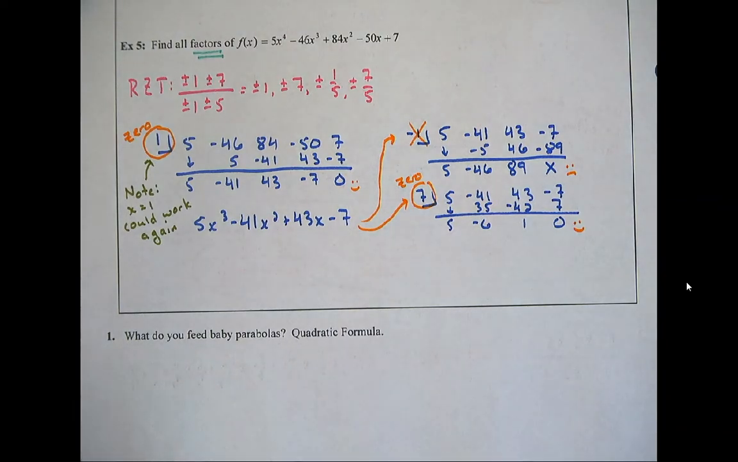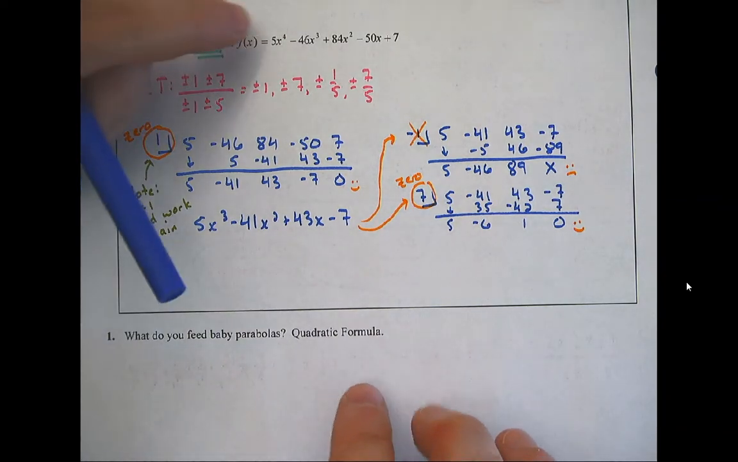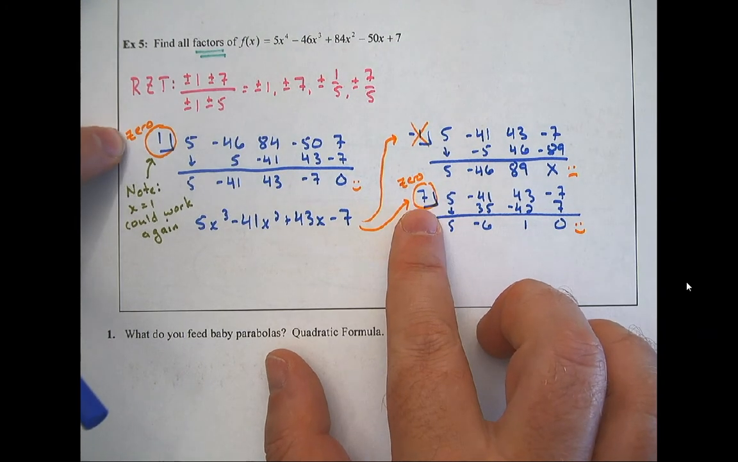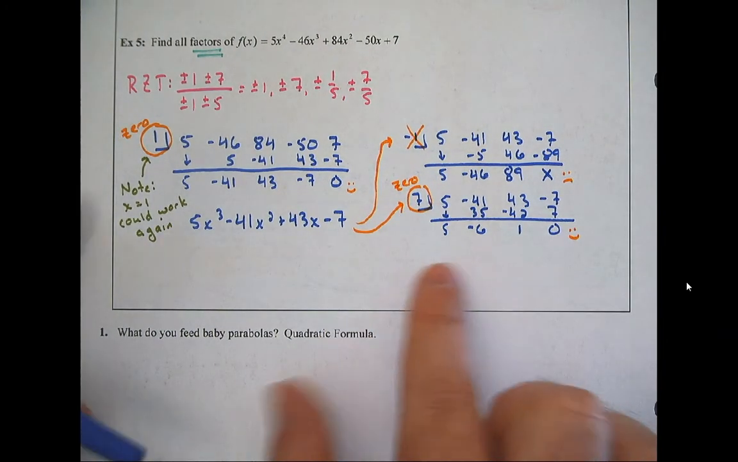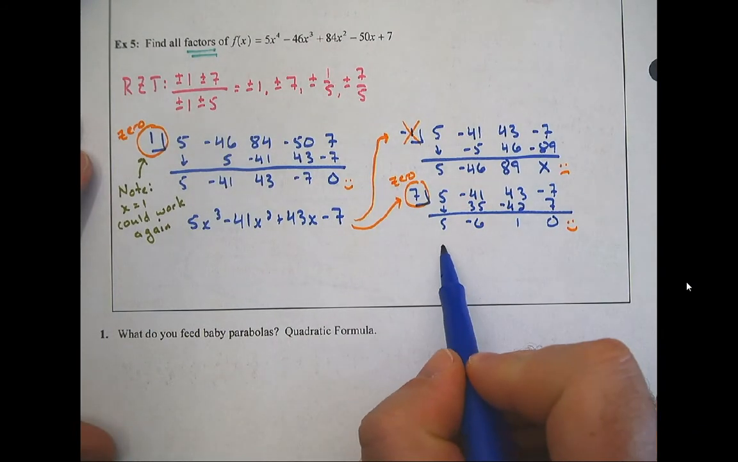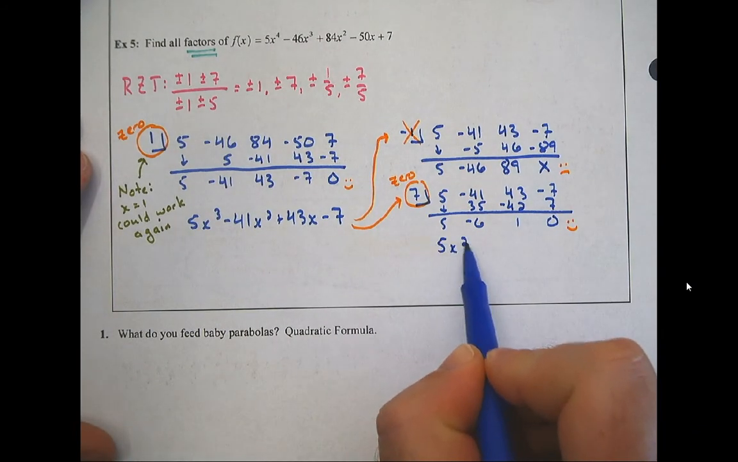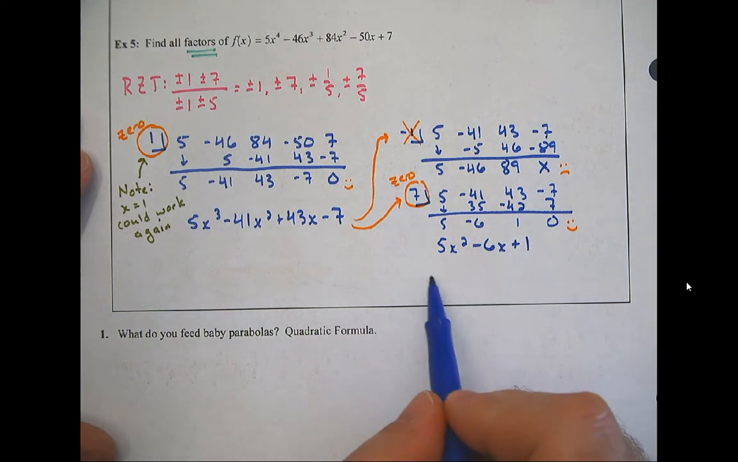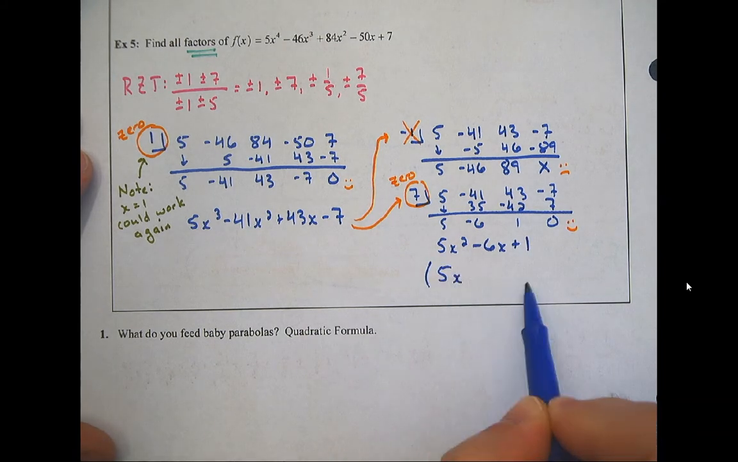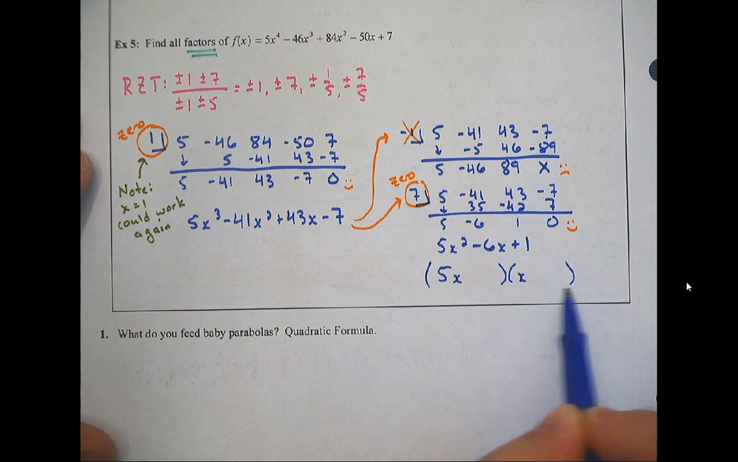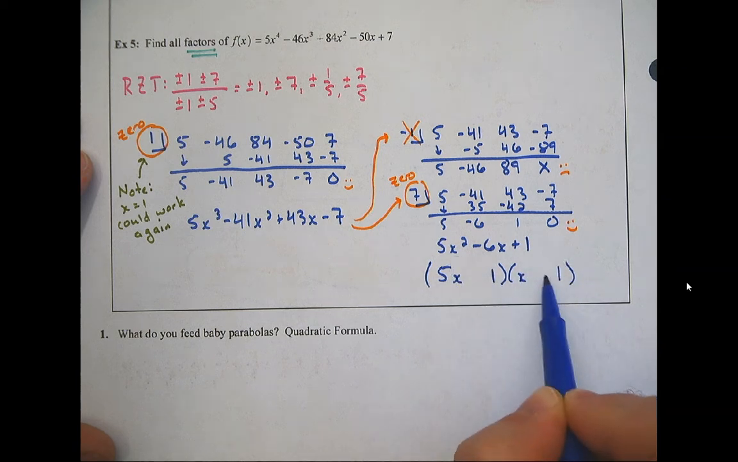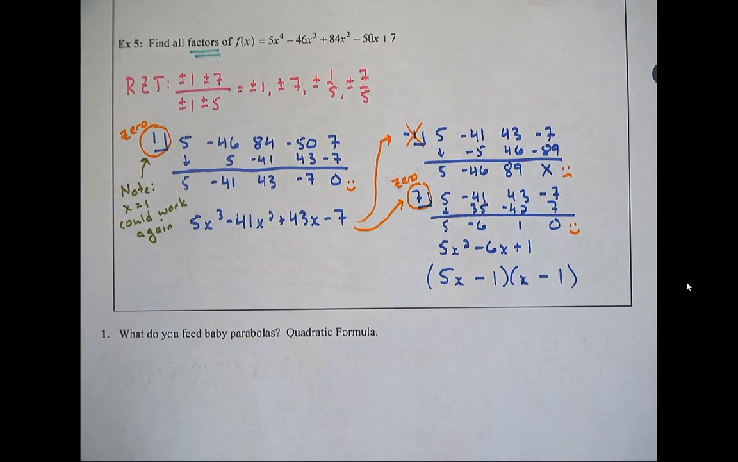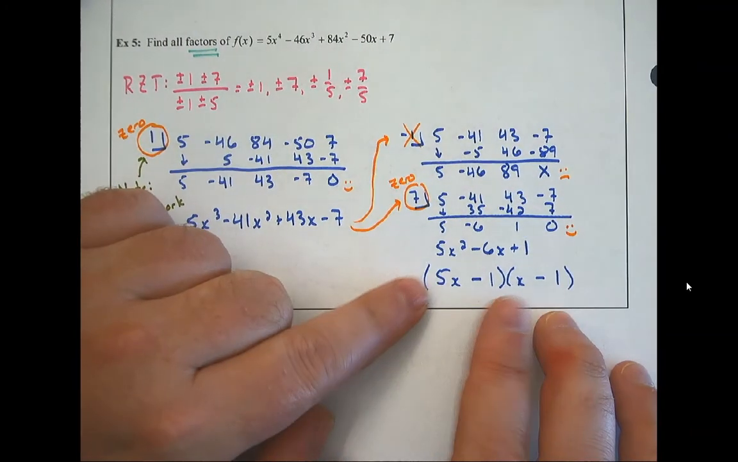So how many zeros are we supposed to find? This is an x to the fourth, so we should have found 4 of them. Well, we've only found 2 so far. So you could keep guessing if you wanted to, or you could recognize that this is now 5x squared minus 6x plus 1, which means it's factorable. I need a negative 5 and I need a negative 1. So I now have 2 zeros and 2 factors.